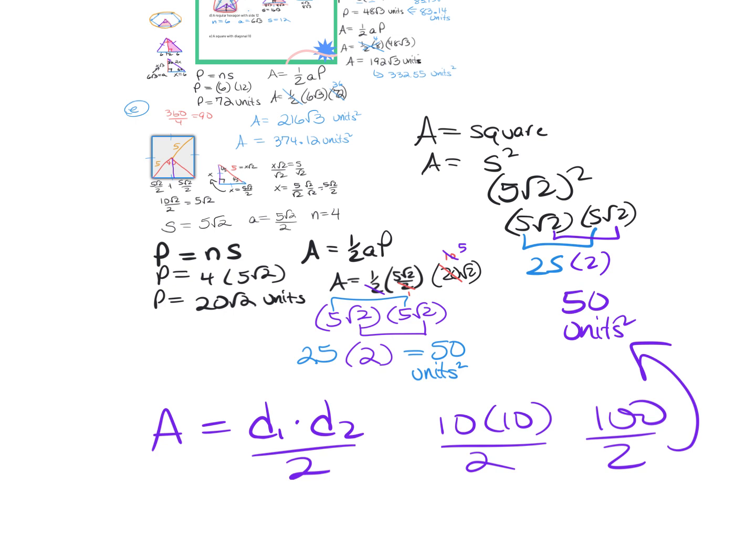Now the last two examples, we will not do special right triangles. We're going to need our calculator, and we're going to do SOHCAHTOA.